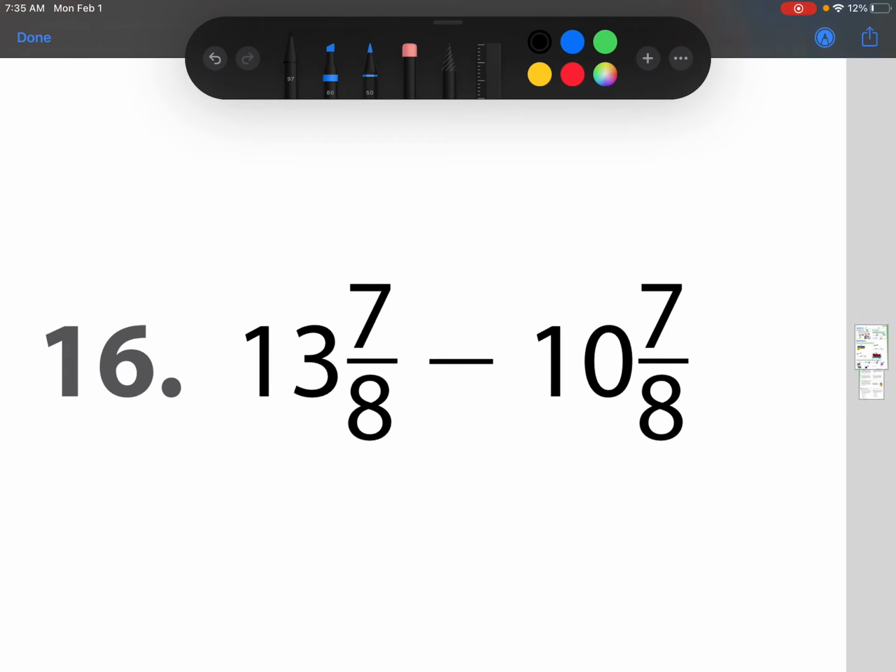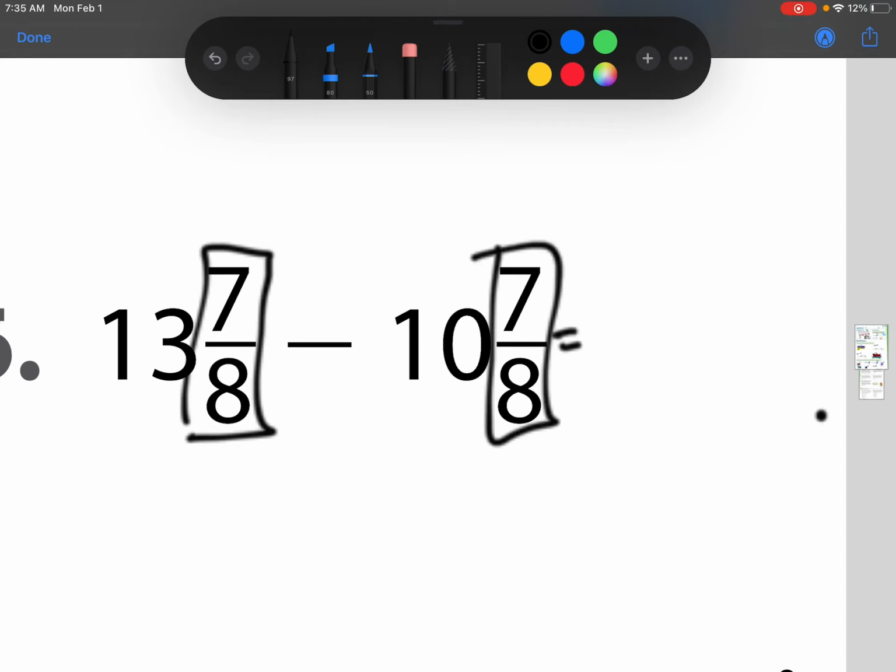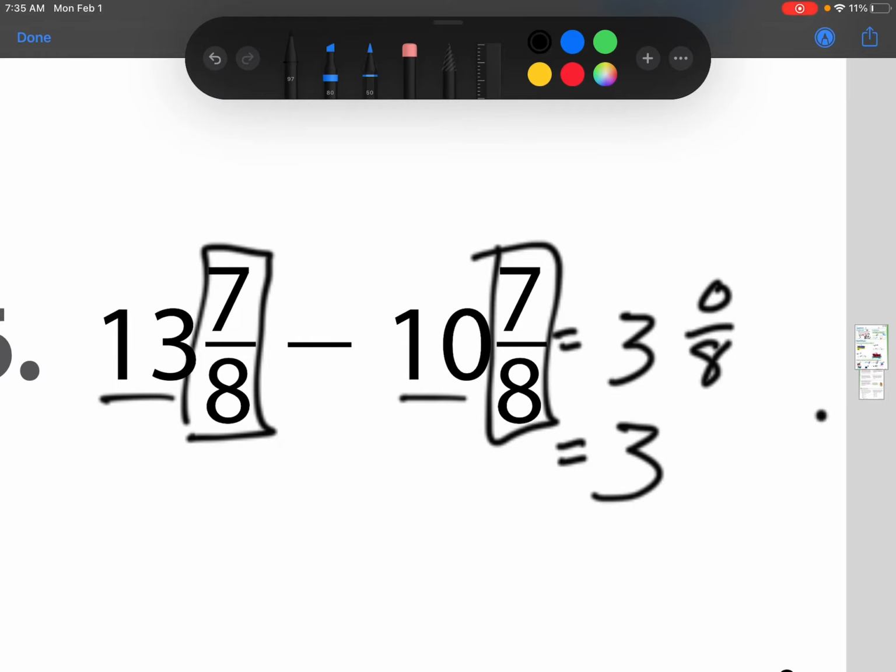Number 16. Let's see if you guys got the hang of it now without the models. Well, notice these 7/8, they're going to cancel out. We're going to have 0/8 left over. So we're just with 13 minus 10 is 3. So 3 and 0/8 is the same as 3 holes.